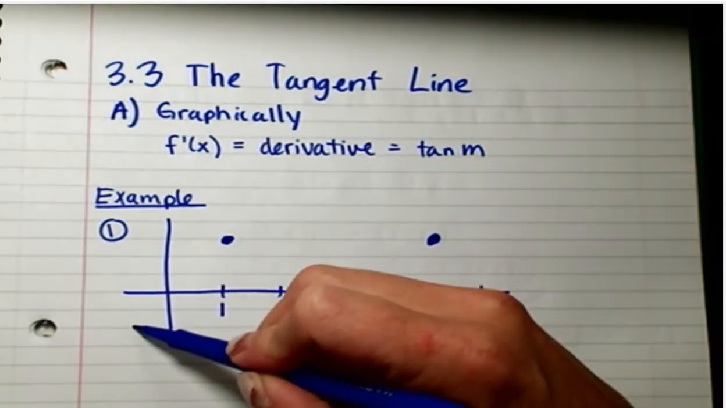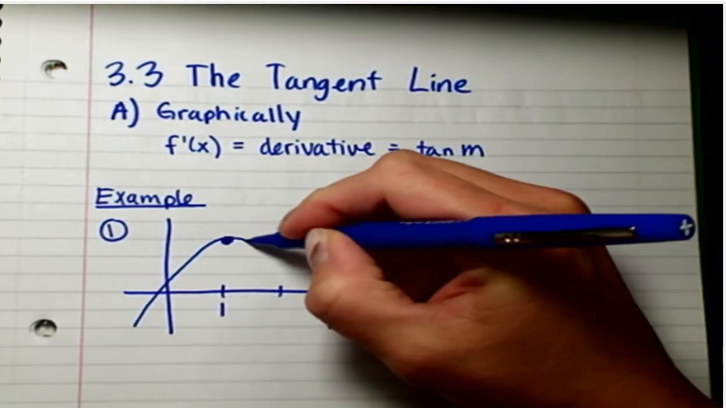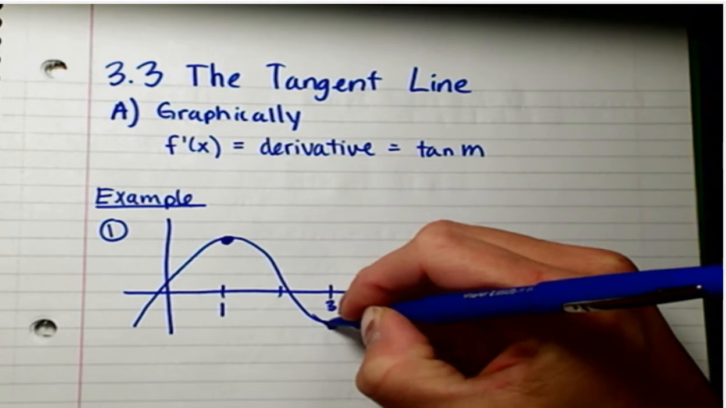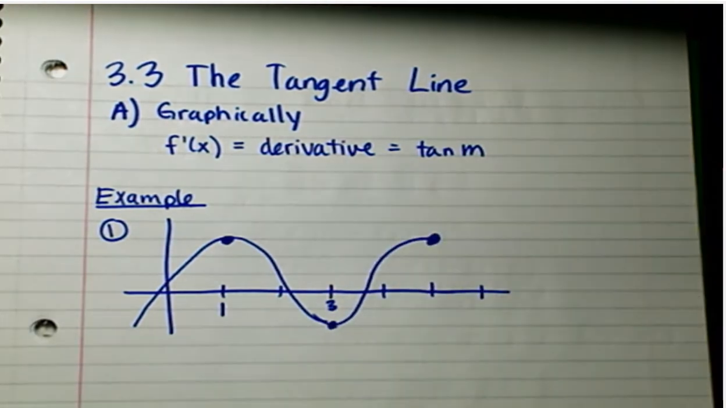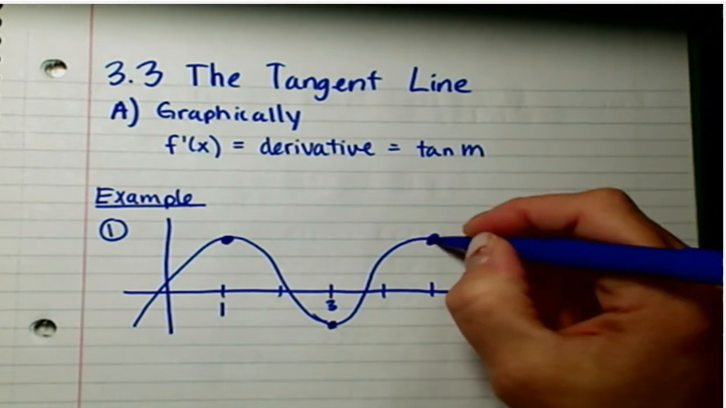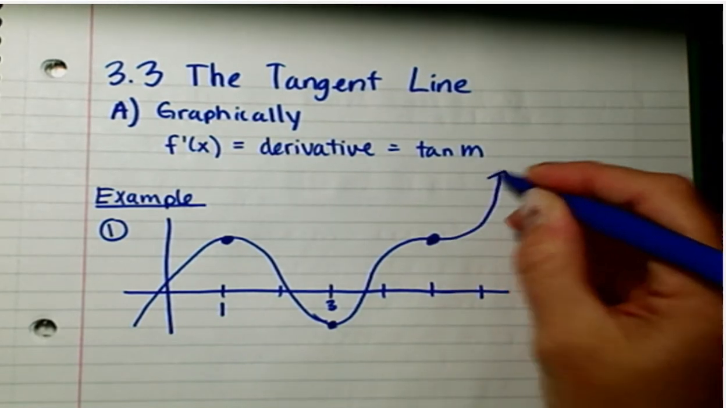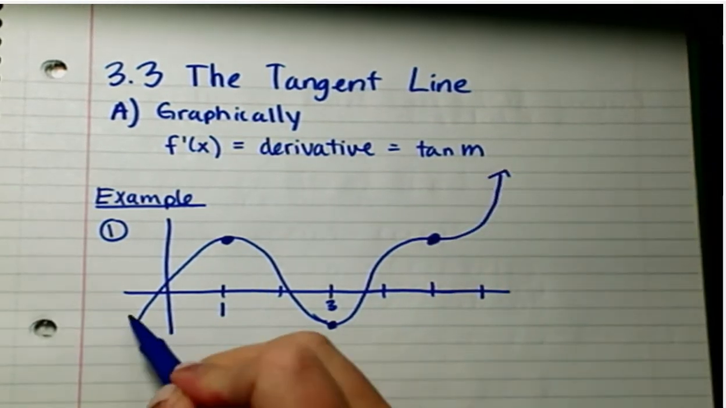All right, so we're going to draw what looks like a cubic graph. Nice and smooth. But when you get to that last dot, instead of the graph coming right back down, you're just sort of going to curve it up. Right.